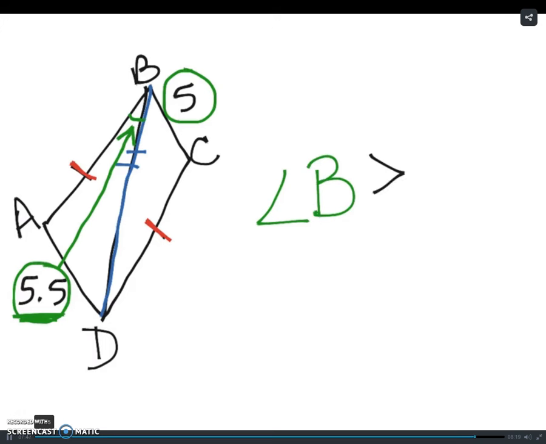The angle across from the smaller side, which was 5, is angle D. Okay? So that is an example of the converse of the hinge theorem. Right? So not super difficult.